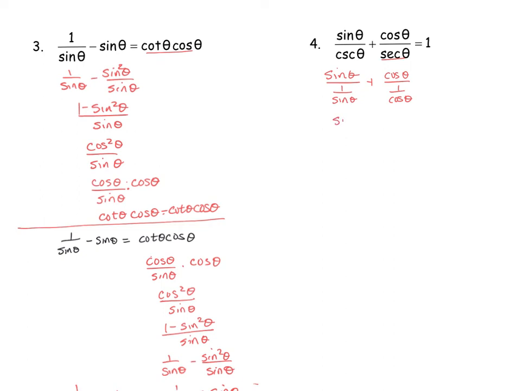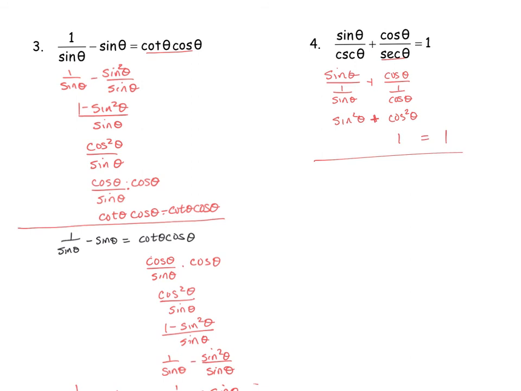This becomes sine squared, when you divide by a fraction, you multiply by the reciprocal, so it becomes sine times sine. This becomes cosine times cosine, so it's cosine squared. And we know that equals 1, so 1 equals 1.